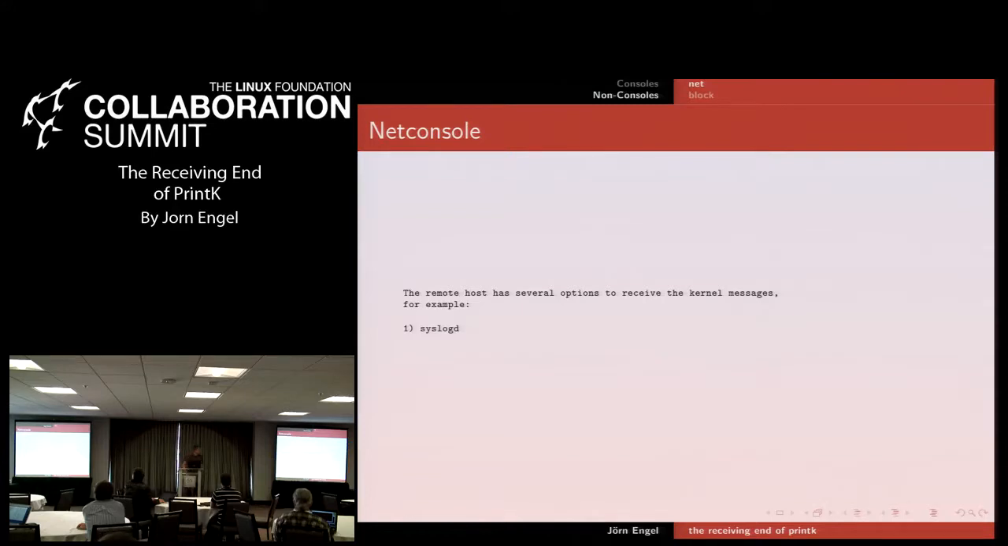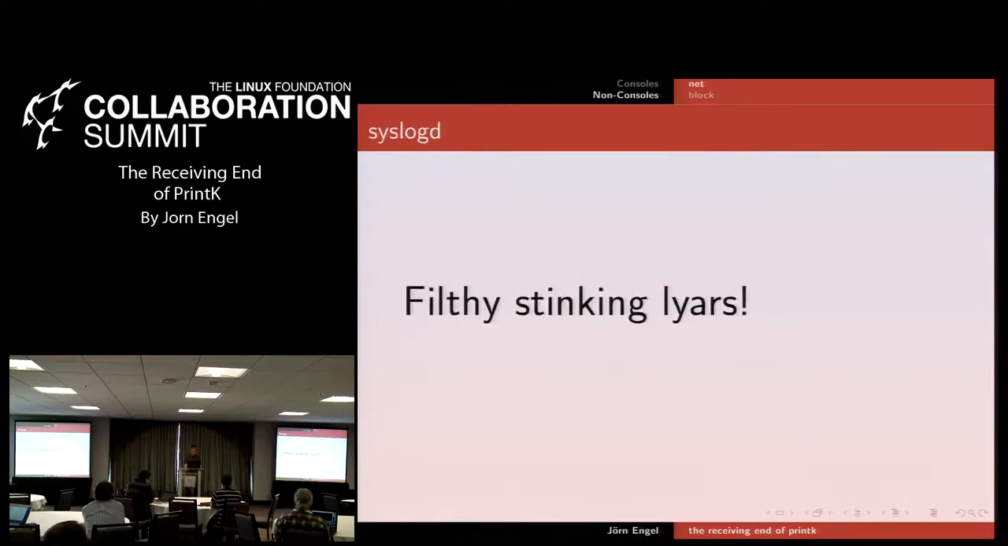Someone then actually has to sit on the other end and receive all the crap you're sending. And this is from the documentation, network netconsole. It says that you can send the stuff to syslog, which I tried, and it actually does work, sort of.